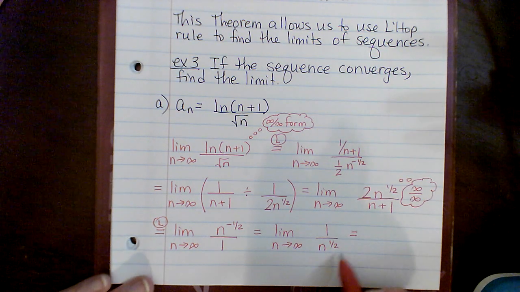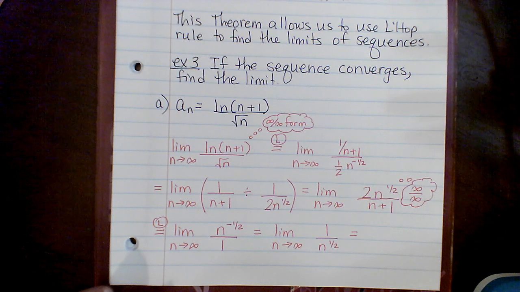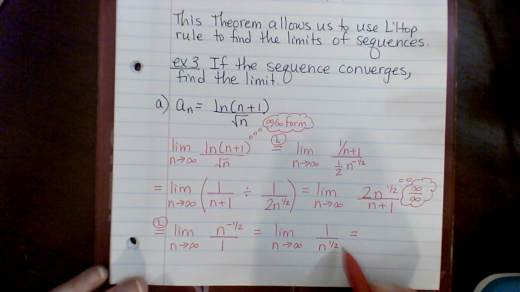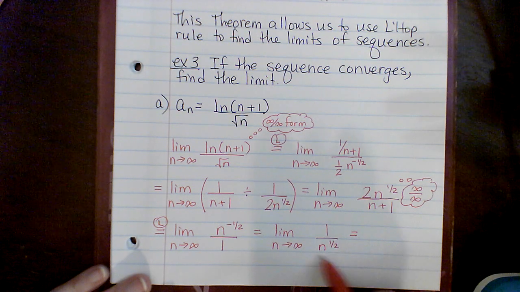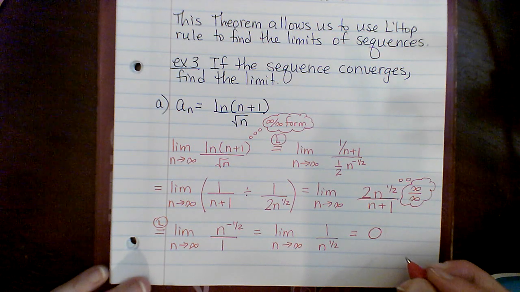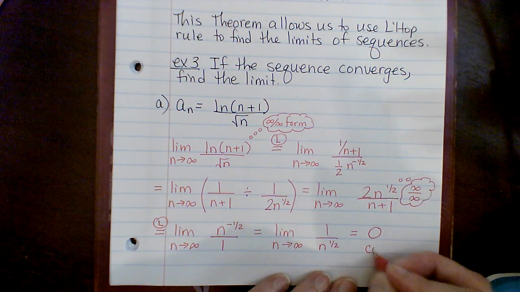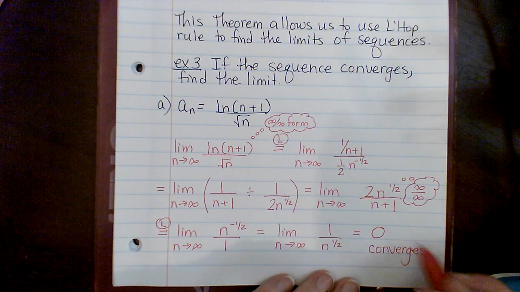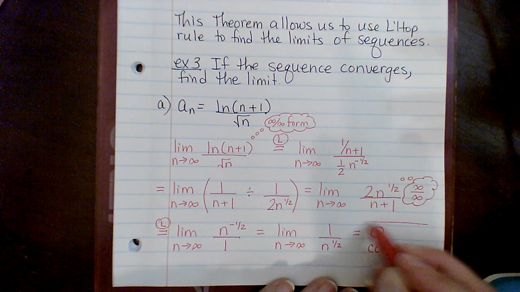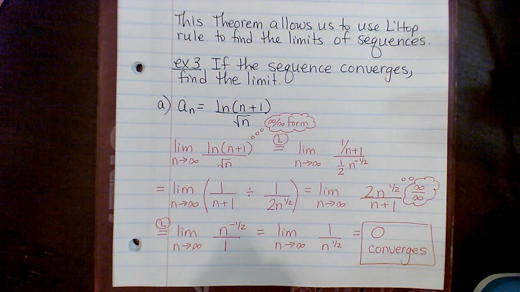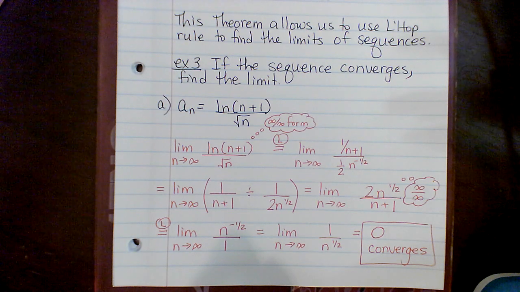The square root of n, as n gets infinitely large, is going to go to infinity. So remember, 1 over something getting infinitely large goes to 0. So it does converge, and it converges to 0. If this answer had been infinity, then that sequence would have diverged. So it did converge, and specifically it converged to 0.